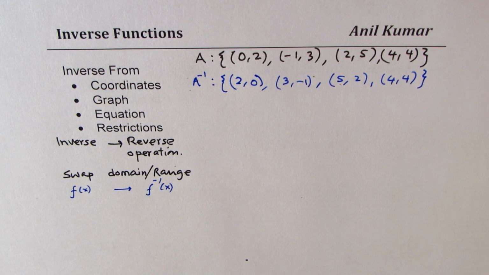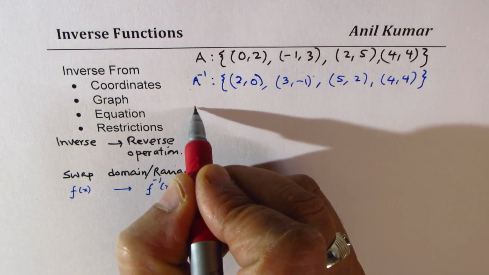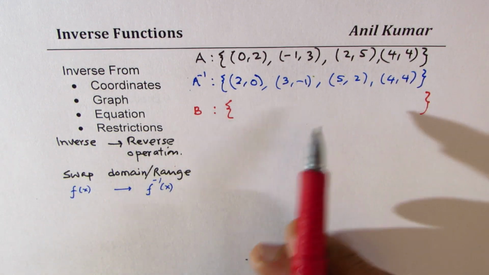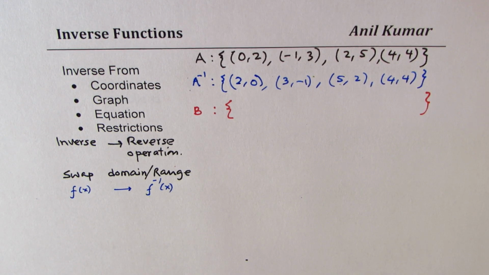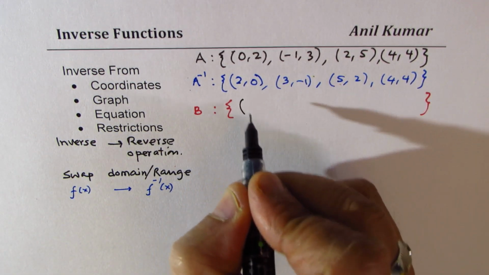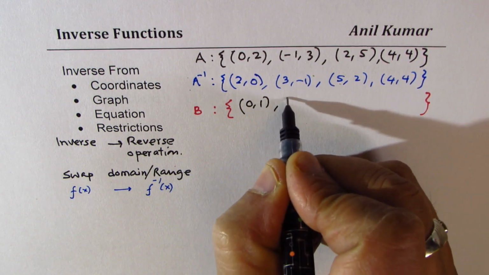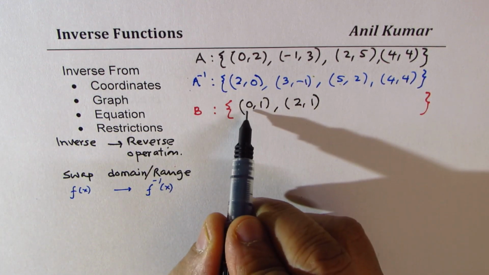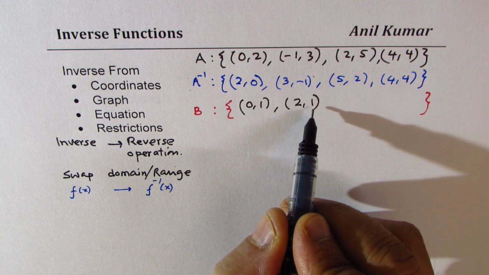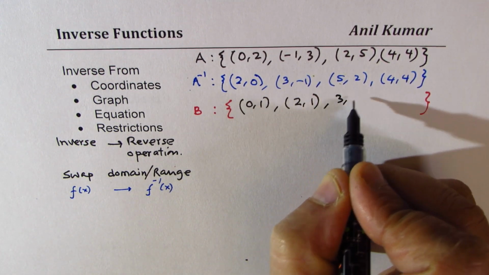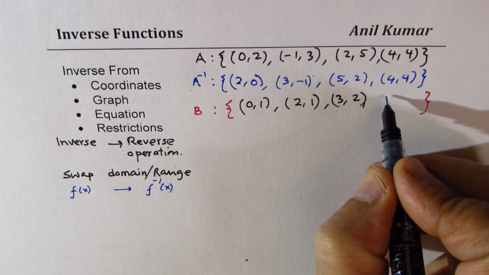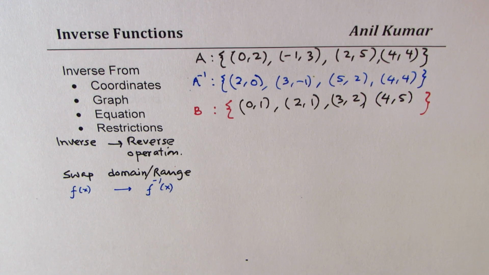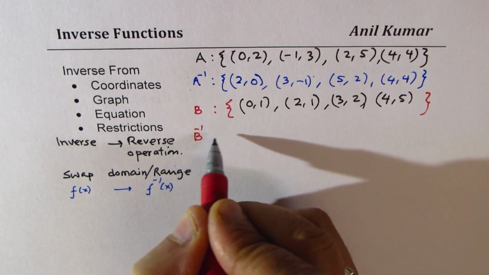Now let's take another example of coordinates. Now let's take function b. This function is a function but with a difference. Let me show you how. Let's say the values are (0, 1), (2, 1). Now this is a function, since different x values may correspond to the same y value, right? Let's say (3, 2) and (4, 5). Now if I have to write the inverse of this function, I could write like this.